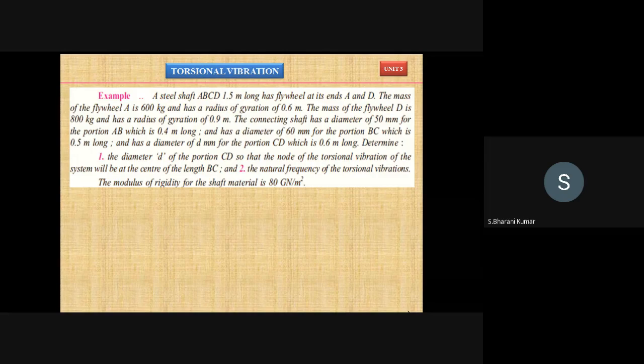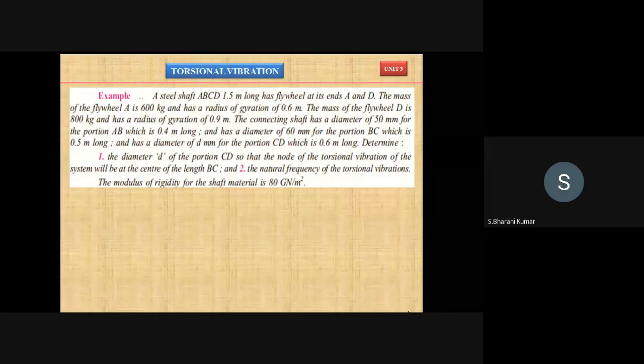The steel shaft ABCD is 1.5 meter long and has a flywheel at its ends. Again, this is a two rotor system, because they tell you that there is a flywheel at its ends A and D. The mass of the flywheel A is 600 kg and its radius of gyration is 0.6. The mass of the flywheel D is 800 kg and its radius of gyration is 0.9.